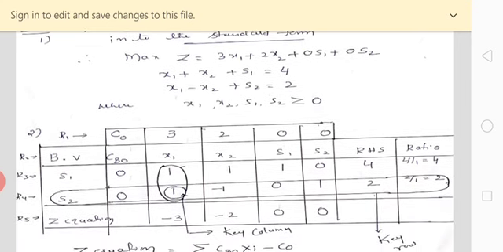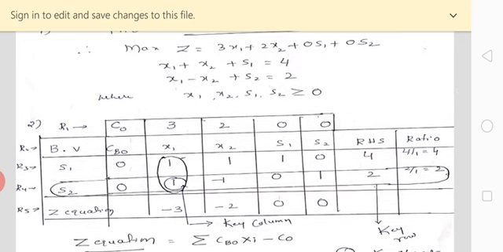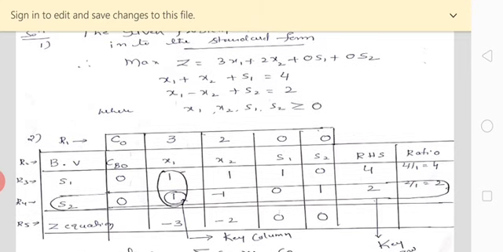Next we'll go for creation of the table. This is very much important. Now how to create it: just observe row 1, how I have created it. What is c suffix o that I have written there? Just observe row 1, c suffix o is nothing but the coefficients of all the variables in the objective function. That means maximum z is equal to, that is called the objective function. In that row I have written all the coefficient values.